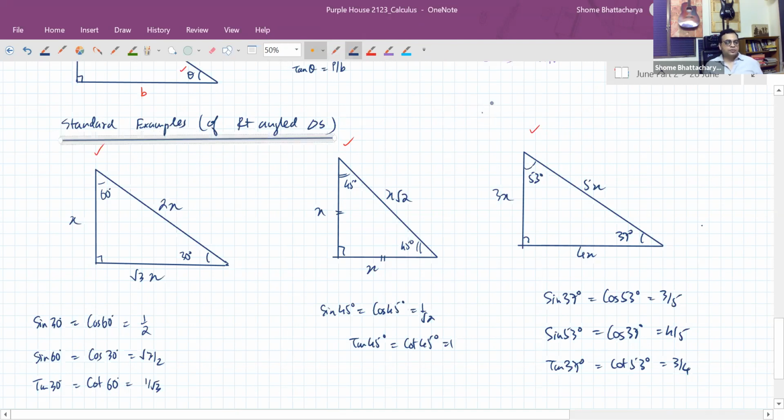Of course, these are not the only possible right angle triangles. There are an infinite number of right angle triangles possible.